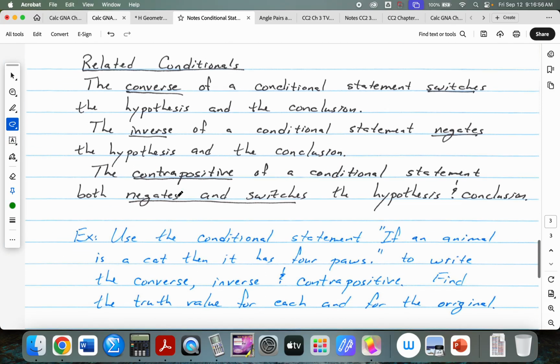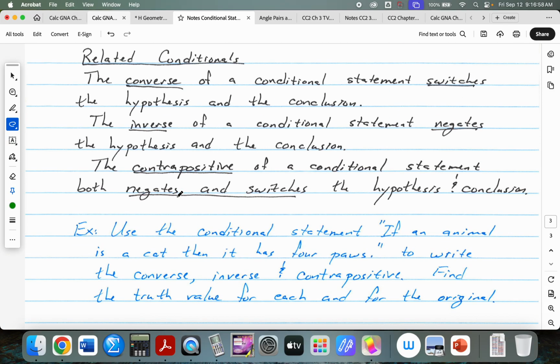This allows us to make several related conditionals. You will need to memorize these. The converse of a conditional statement switches the hypothesis with the conclusion. Remember, the if and then stay put. The hypothesis is what comes after the if, and the conclusion is what comes after the then. So we just switch those.